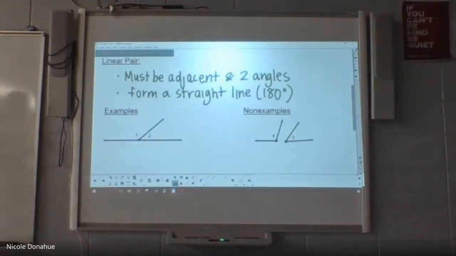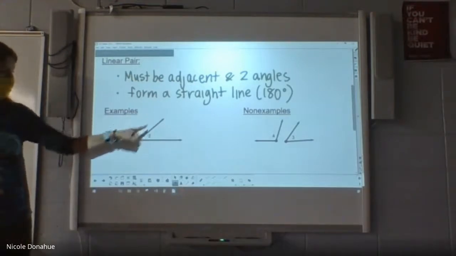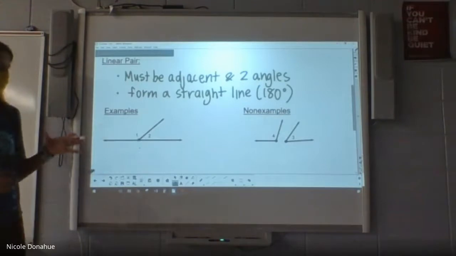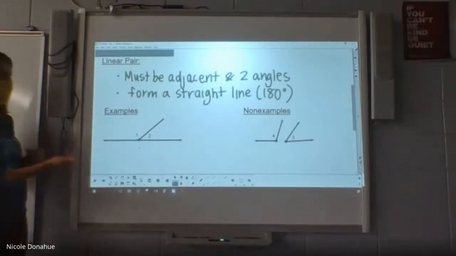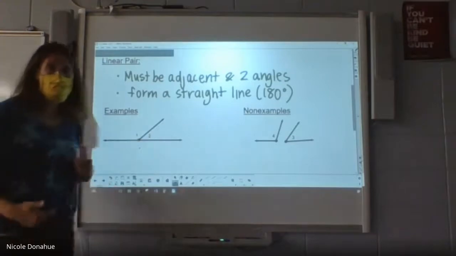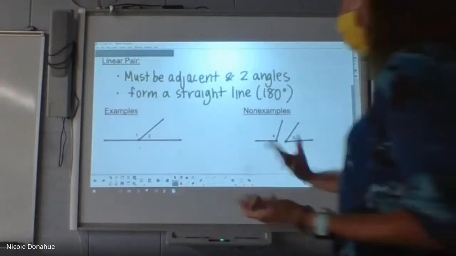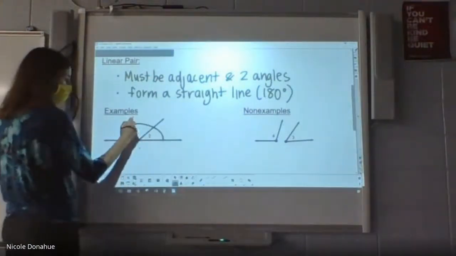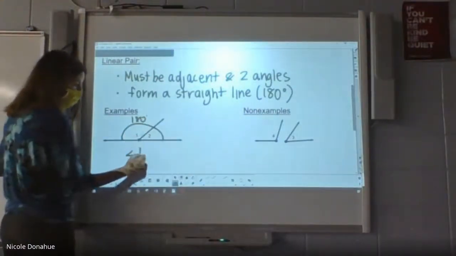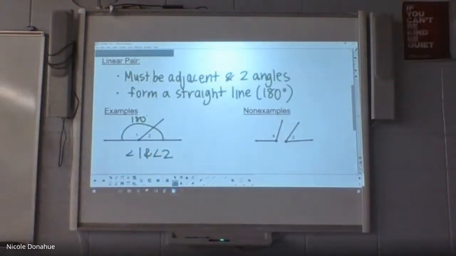Because together, first of all, they share that common vertex. They share the common side. They're not overlapping. 1 and 2 are completely separate angles there. But together they form that straight angle, that straight line. And again, remember, a straight line can be assumed. So if that looks straight, it is straight. So this is 180 degrees. So angles 1 and 2 would be considered a linear pair. So I could say 1 plus 2 would equal 180.